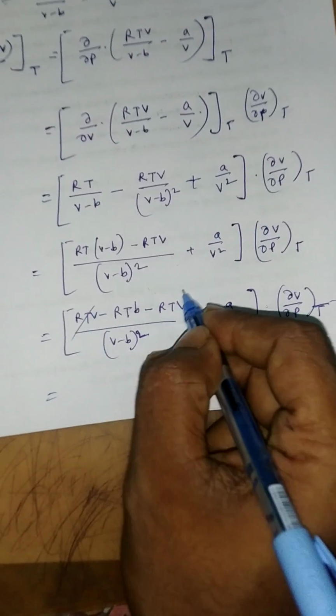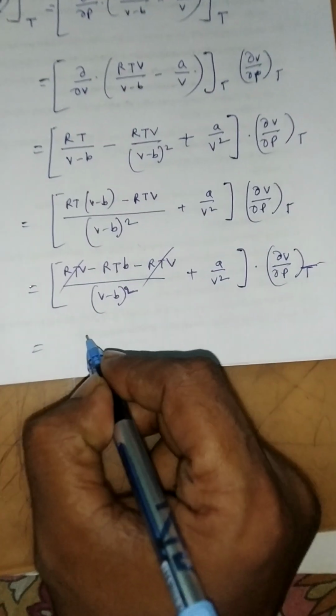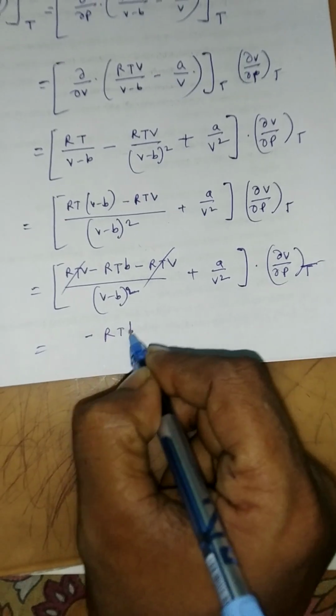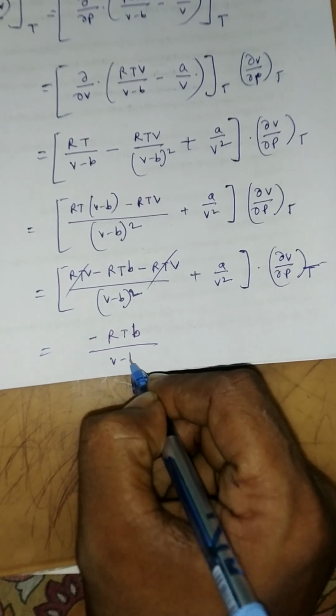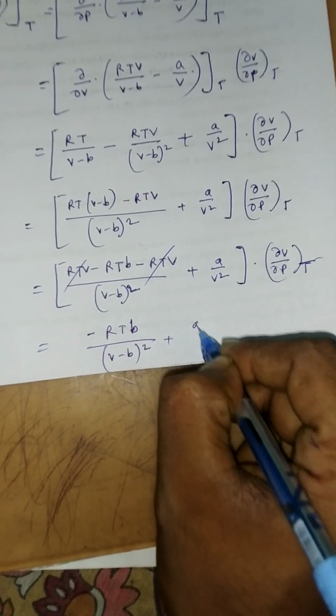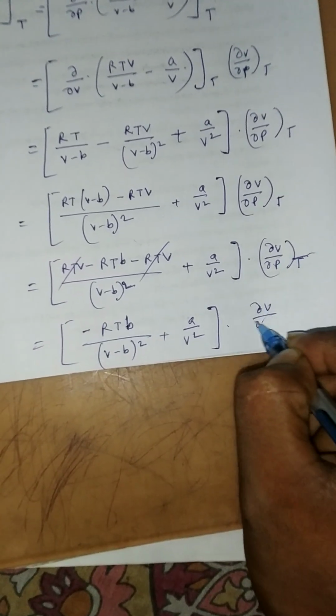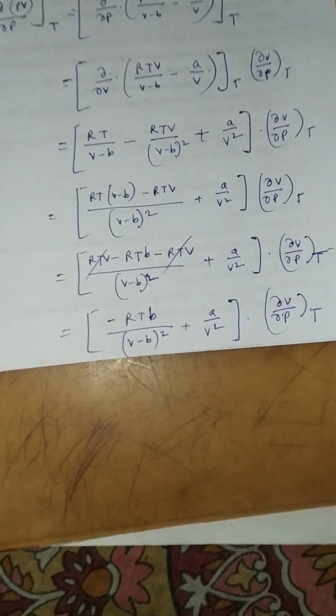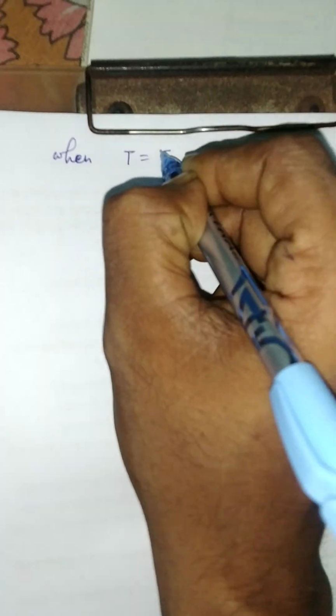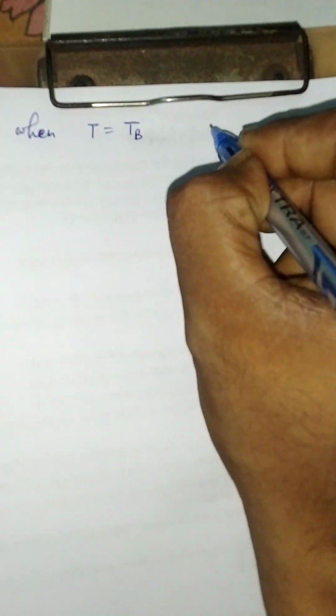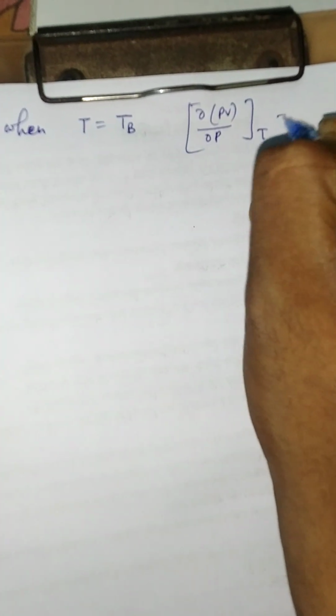Here RT/V will be cancelled out, so the equation becomes -RT/V by (V - b)² plus a by V² into ∂P at constant T. Next, when T equals to T_B, ∂(PV)/∂P at constant T equals to 0.